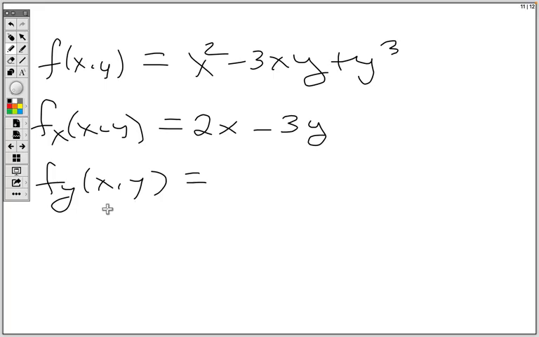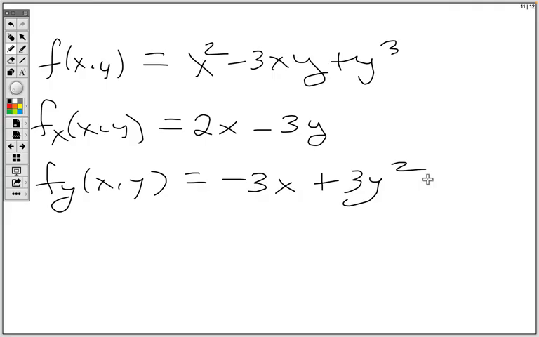So if y is a constant, what's the derivative of x squared going to be? Yeah, so x squared would go to 0. The 3xy would be minus 3x, and the y cubed would be 3y squared. So let's just take a moment and make sure everybody's cool with the partials with respect to y. So x squared is gone. The derivative of 3xy, you treat the x and the 3 as both constants.